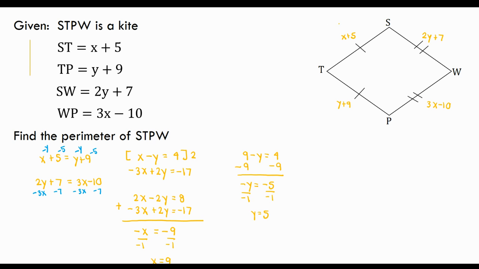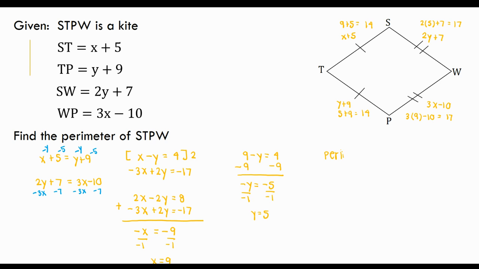Notice that if I take 9 plus 5, that's going to give me a length of 14. That's the same thing if I did 5 plus 9, which makes sense. Those should be the same length. In the bottom, I could do 3 times 9 minus 10. Well, 3 times 9 is 27, and 27 minus 10 is 17. That's the same thing if I do 2 times 5 and add 7. That will also get me 17, which makes sense.